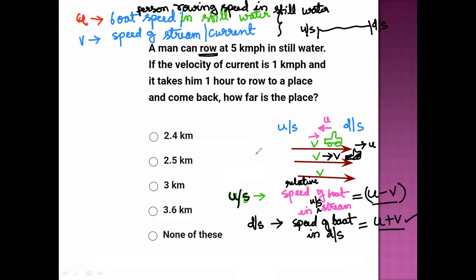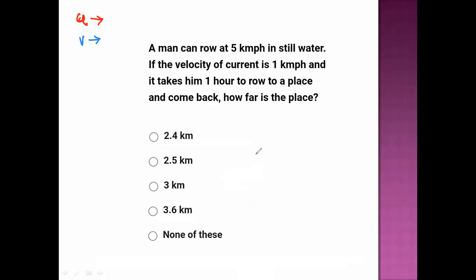Okay, now we are moving on with the problem. I will use all these notations and try to solve it. A man can row 5 kilometers in still water. So what is given here is u equal to 5 kmph. As I told you, u is the speed of the boat in still water, or the person rowing speed in still water, given by u equal to 5.